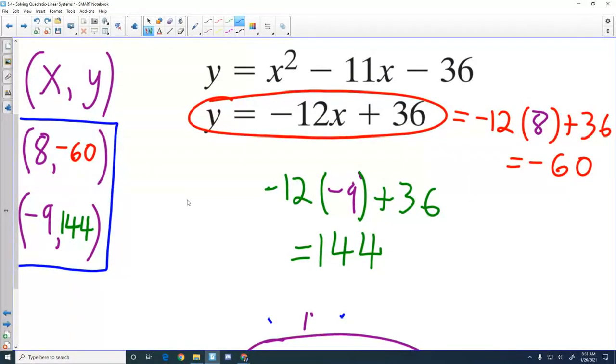All right, before I move on to the last final method, does anybody have any questions on what we did here on any of these steps? All right, think we're good? Okay, then let's move on to the third and final method.